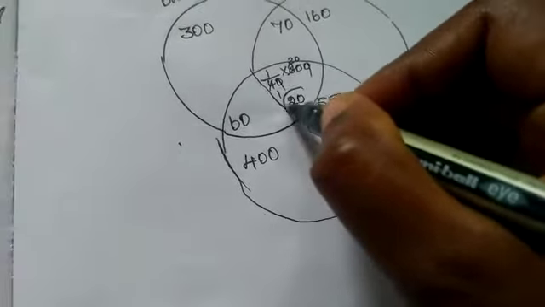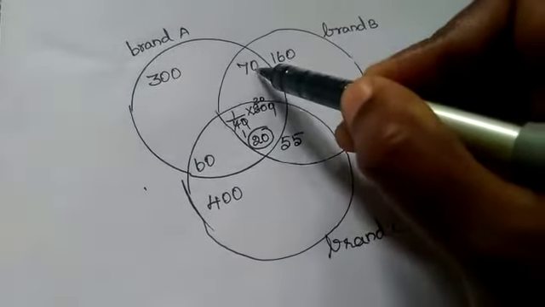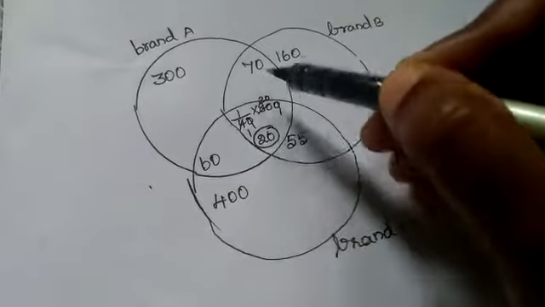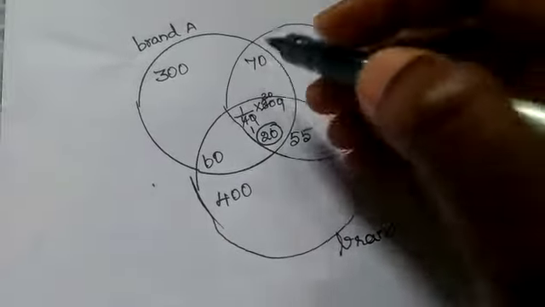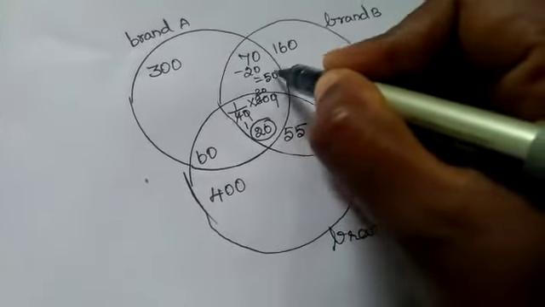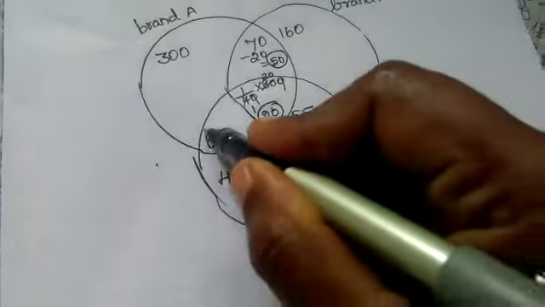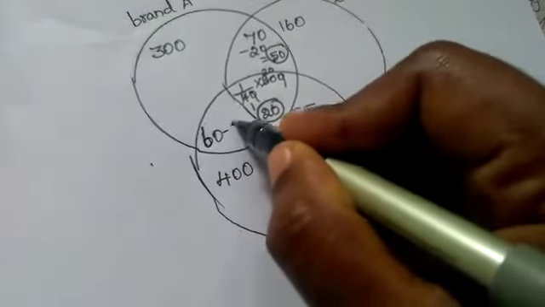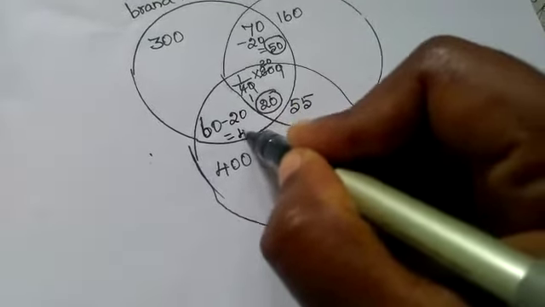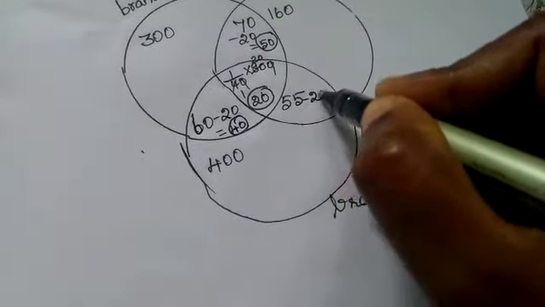So circle this one. Now we want to find brand A and B alone. Now the all-three region is also included here. So how will you find? 70 minus 20 means 50. So 50 people used only brand A and B. Now A and C, how many? 60 minus 20, 40 people. Brand B and C, 55 minus 20, 35.